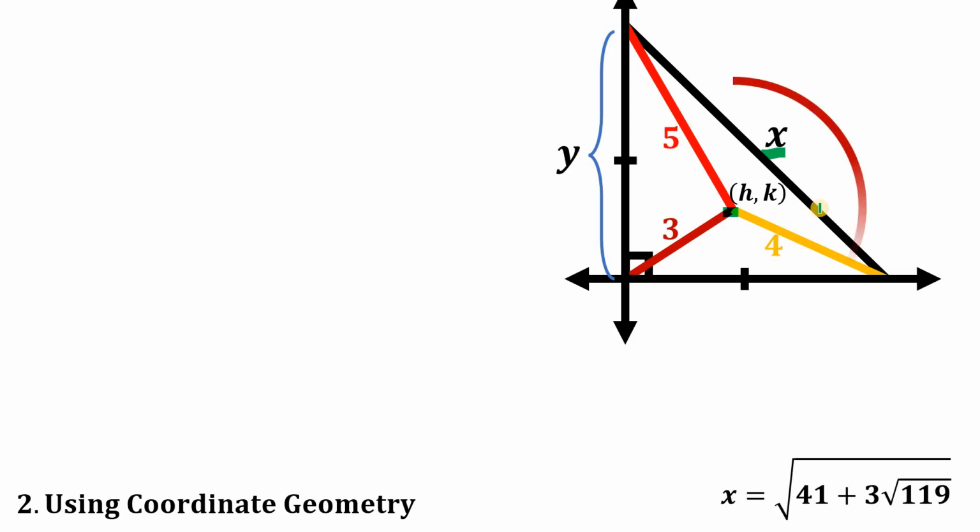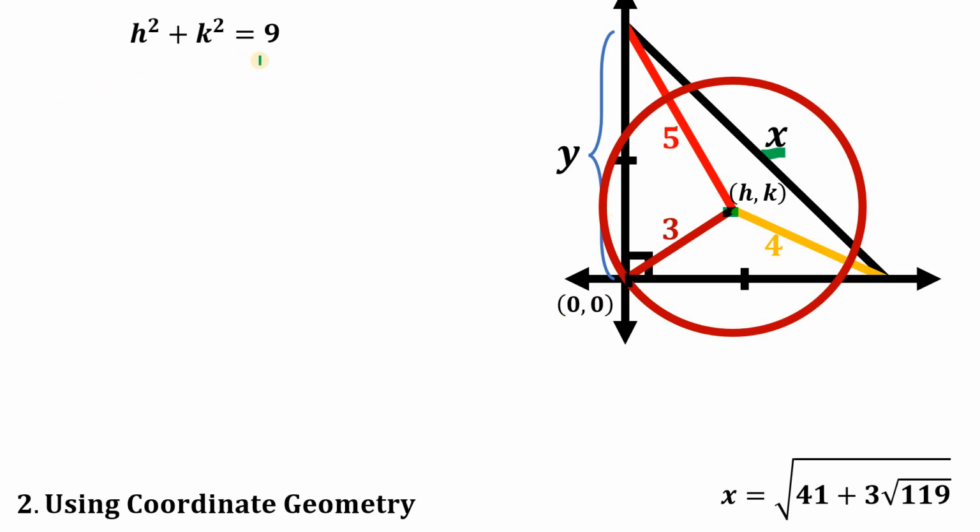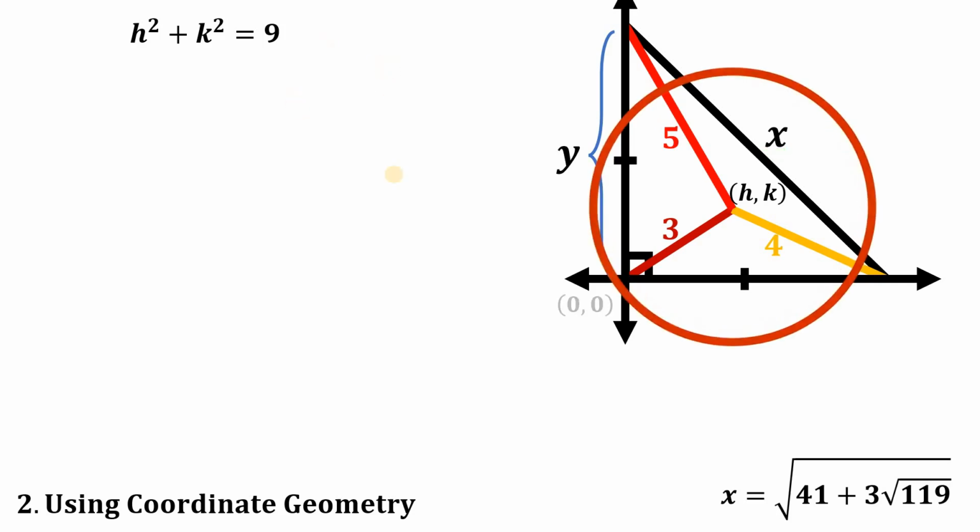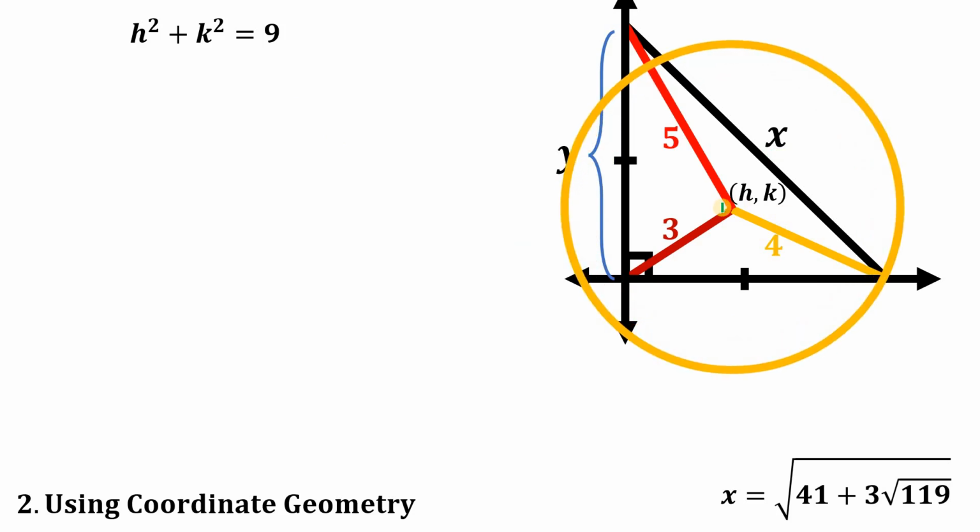Alright, so first, let's draw a circle with a radius of 3 and the center at (h, k). So we only need one point to create the equation of the circle, and that point is the origin. Therefore, the equation of this circle must be h squared plus k squared equals 3 squared, simply equal to 9.